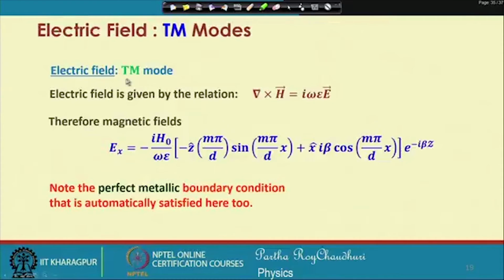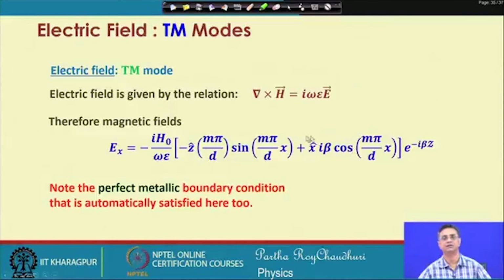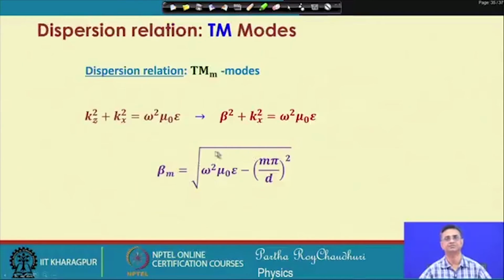So, electric field of this TM mode again will come from this relation del cross H equal to this. Therefore, the electric fields can be written in terms of this. So, you have a z component of the electric field and you have an x component of the electric field in this case, and again this perfect metallic boundary condition that at x equal to 0 and x equal to d the fields will vanish, they are again satisfied here. You can just check this.